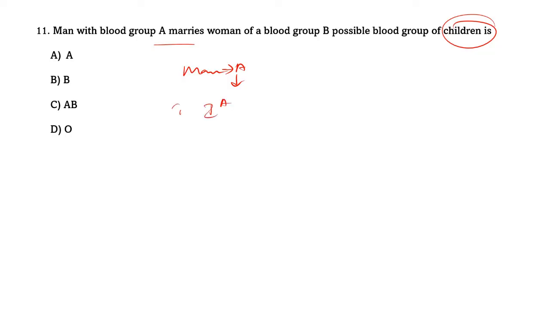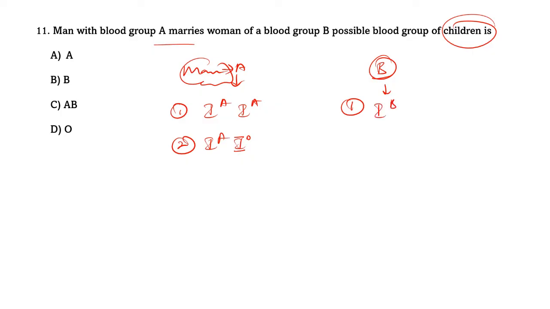It can be either IA in the homozygous state, or IA IO. So this will be in the man. The woman has B blood group, where again there are two possibilities of alleles, either homozygous IB or IB IO. They are asking for the possible blood groups in the children. If we consider either IAIA or IAIO and IBIB or IBIO for the parents, what are the possible blood groups in the children?